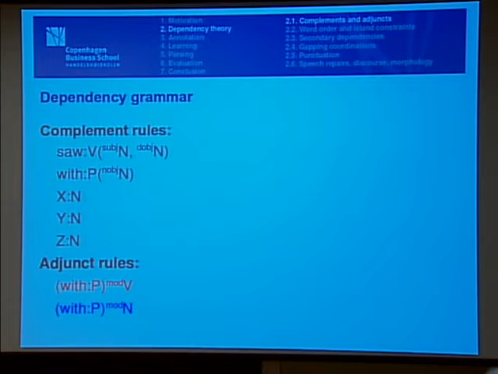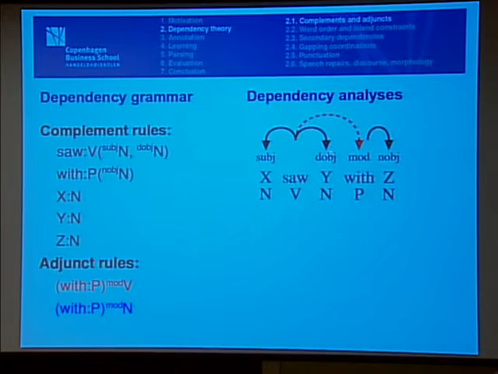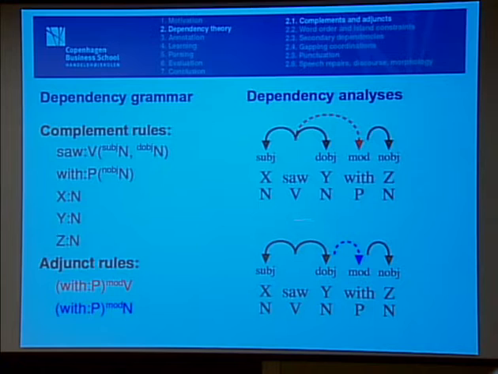So for the dependency analysis, you could have an analysis here which would be licensed because for the verb saw, for example, we have a subject and a direct object. And this is licensed by the rule on the left here. And we have, for example, the adverbial that attaches to saw, which is licensed by the red rule down here, which says that a preposition, like with, can attach to any verb as a modifier. And here's another analysis that would be licensed by this grammar.